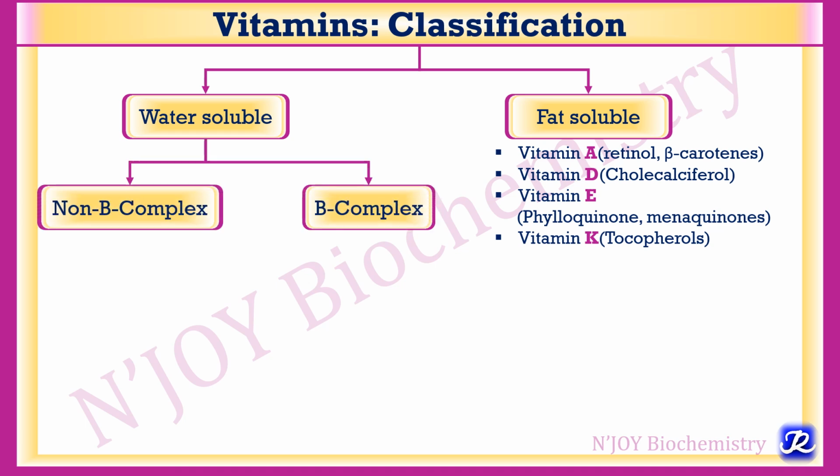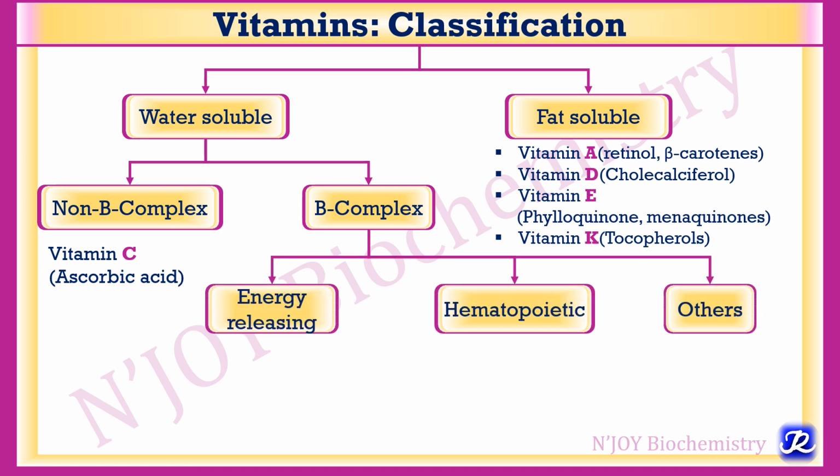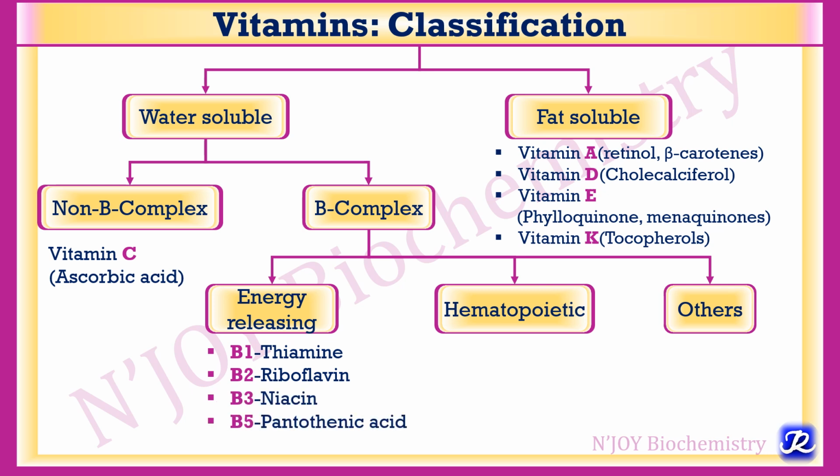Now water soluble vitamins can be again divided into non-B complex vitamins and B complex vitamins. So vitamin C, which is also called as ascorbic acid, it is a non-B complex vitamin. Now B complex vitamins are again divided into energy releasing vitamins, hematopoietic vitamins and other vitamins. So which are the energy releasing vitamins? Vitamin B1, that is thiamine, vitamin B2 riboflavin, vitamin B3 niacin, vitamin B5 pantothenic acid, vitamin B7 biotin. Hematopoietic vitamins are vitamin B9 folic acid and B12, that is cobalamin. So these are B9 and B12, they are hematopoietic vitamins.